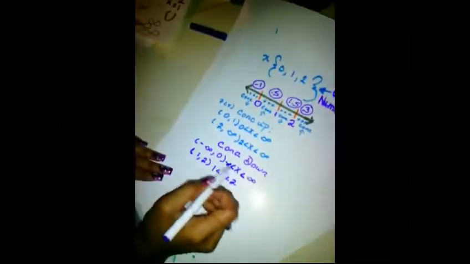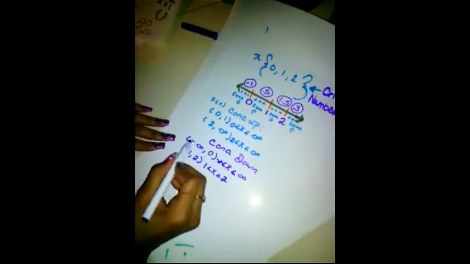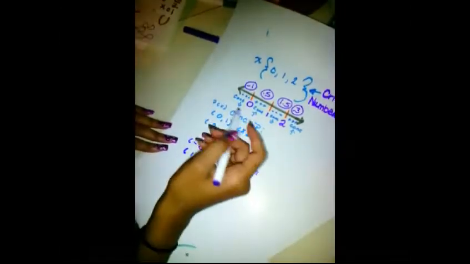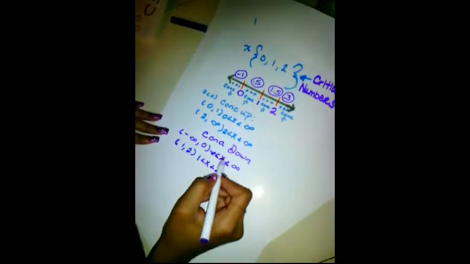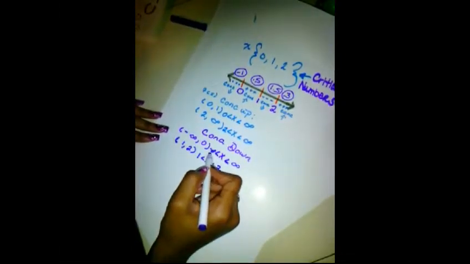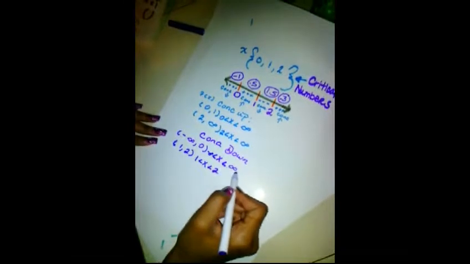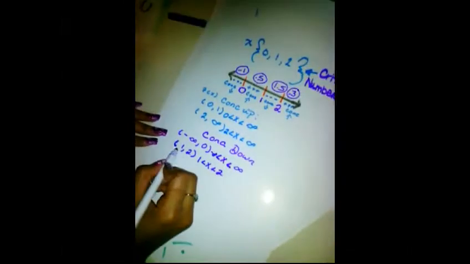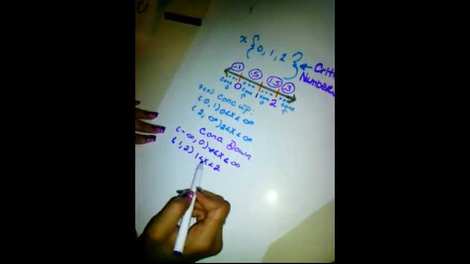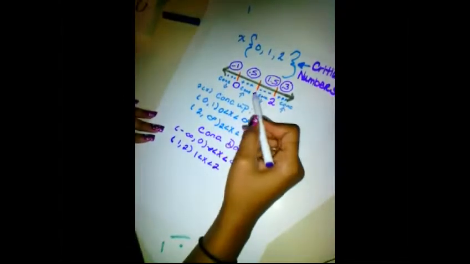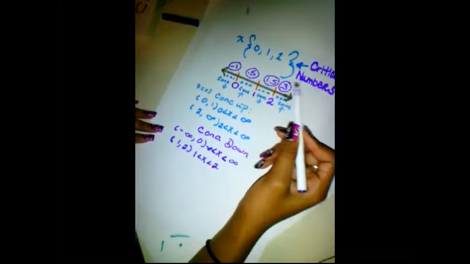Now we're going to do concave down, and it's from negative infinity to 0. And we write x is greater than negative infinity but less than 0. And then we do 1 and 2. And then we write x is greater than 1 but less than 2.